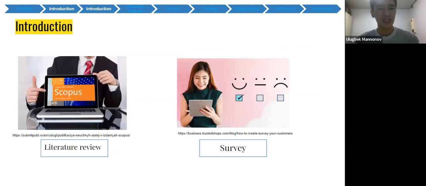As I said earlier, today we focus more on our literature review. Our literature review consists of 10 Scopus articles, which is the most reliable source in the world, which can provide their reference, whatever they say, as Professor mentioned, and survey.